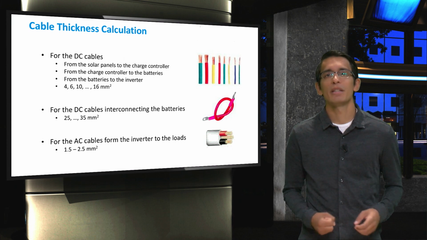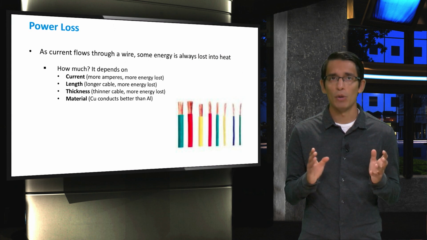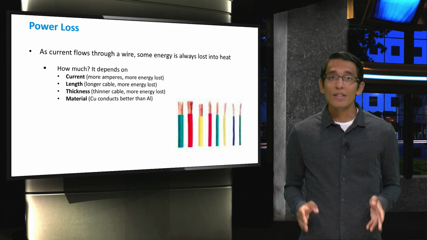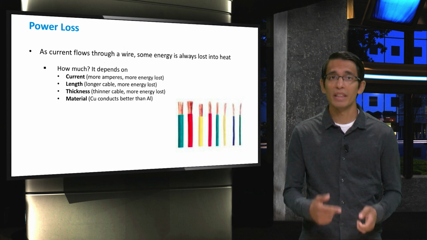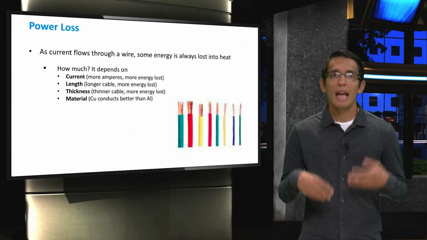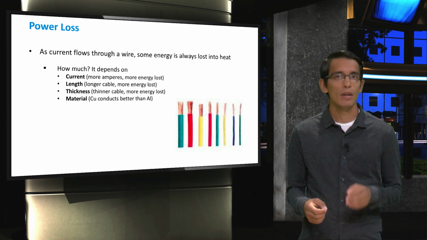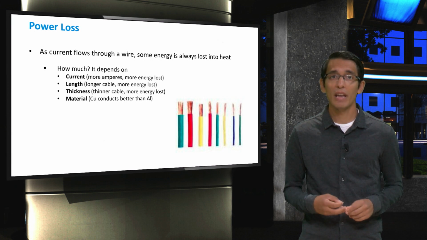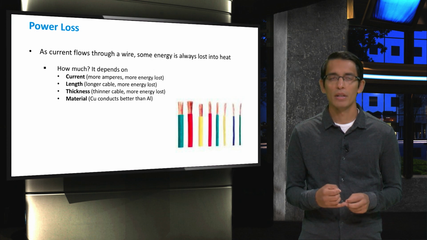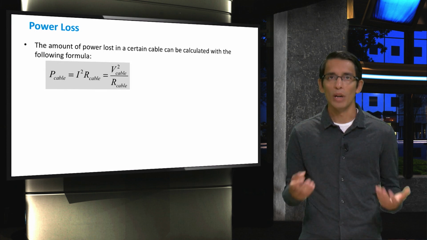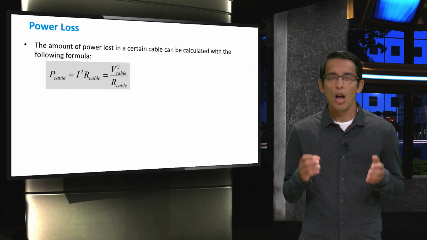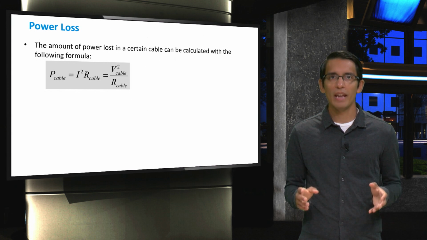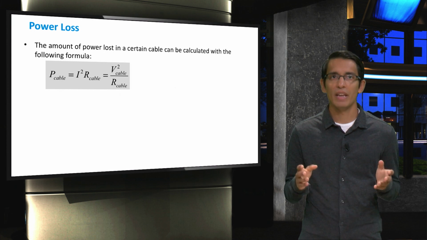Why do we need to choose these thicknesses? Well, there are 2 main aspects to consider. The first is power loss. Though wires are great conductors of electricity, they still always dissipate some power when current flows through them. This power dissipation depends on the amount of current, the length of the cable, the thickness of the cable, and the material used to make the cable. More current and a longer cable and a thinner cable all result in greater power loss. So how can we calculate this? Well, the power dissipated is equal to the current squared times the resistance of the cable. Alternatively, we can use the voltage drop over the cable squared divided by the resistance of the cable.